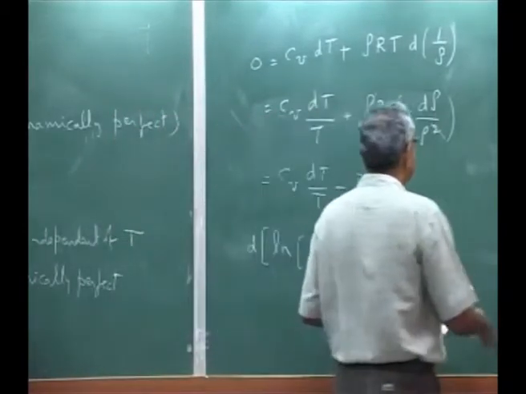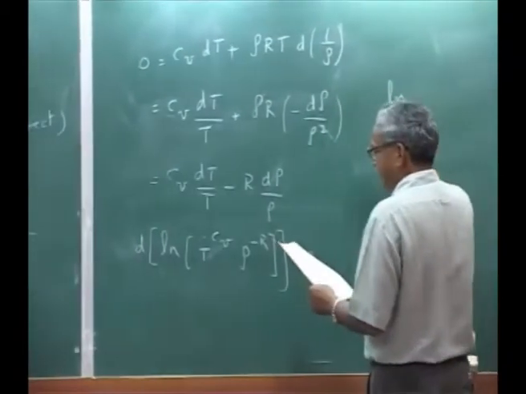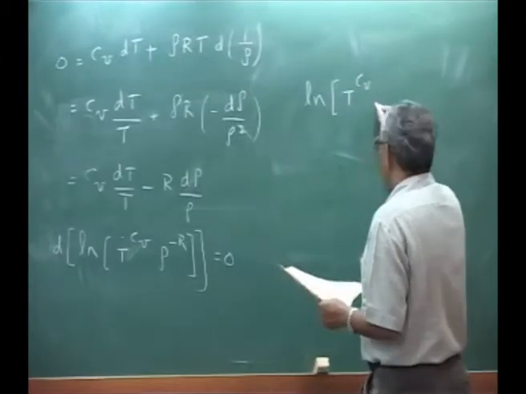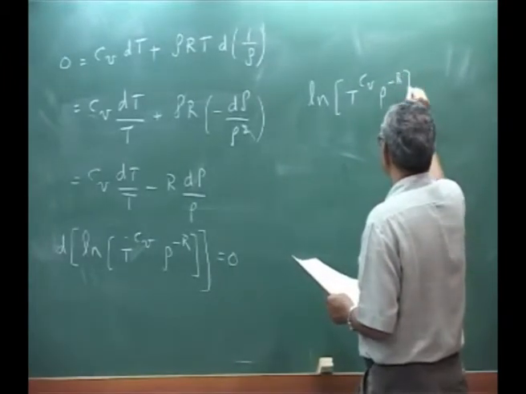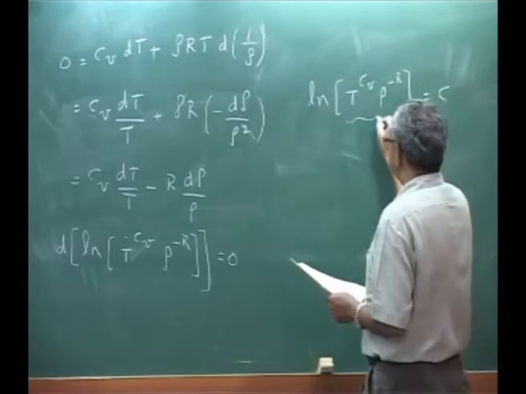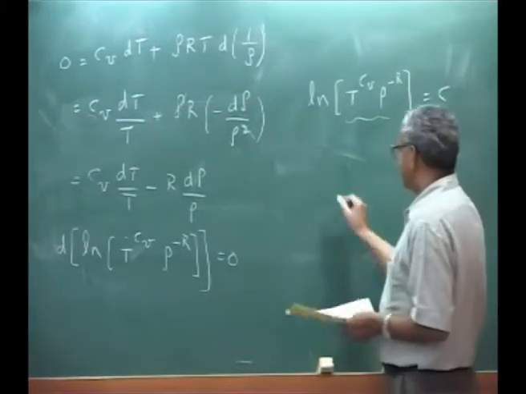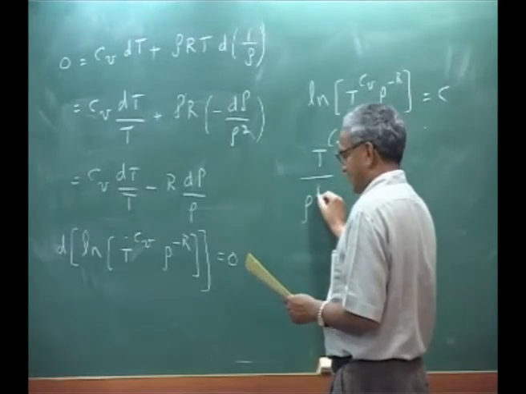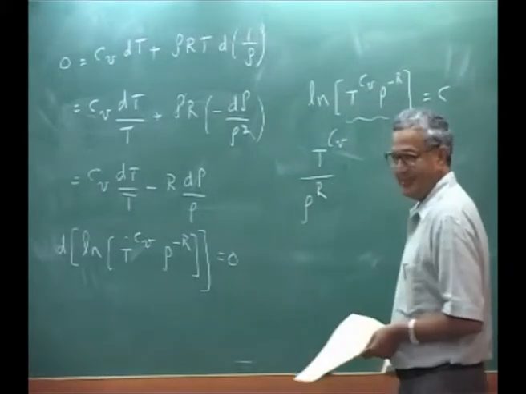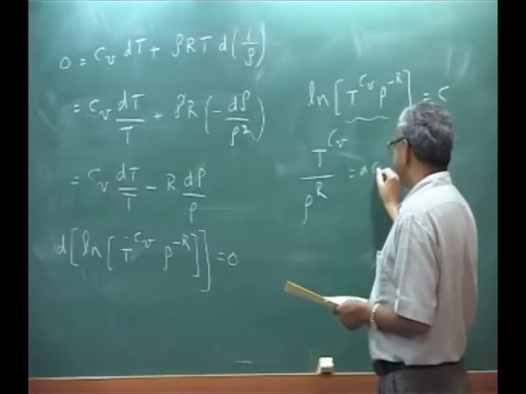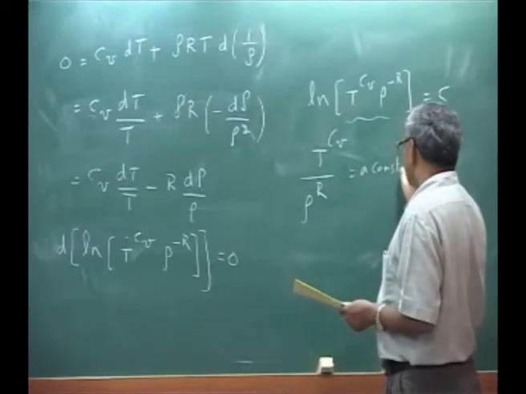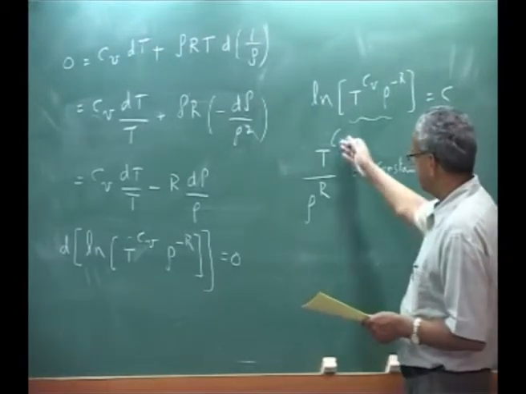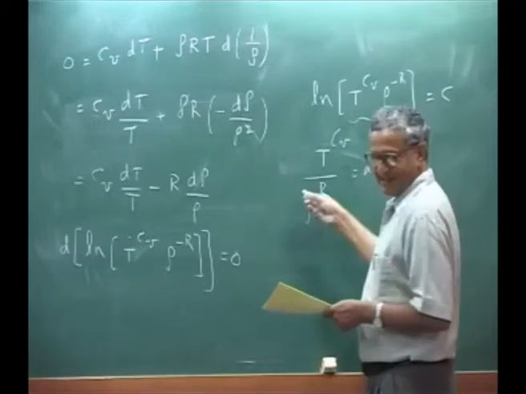Okay, so I will write ln of T power cv rho power minus R is some constant, that means this is a constant. So I will write T to the power cv divided by rho to the power R, a constant. Now what you do is, again, it's just algebra only.